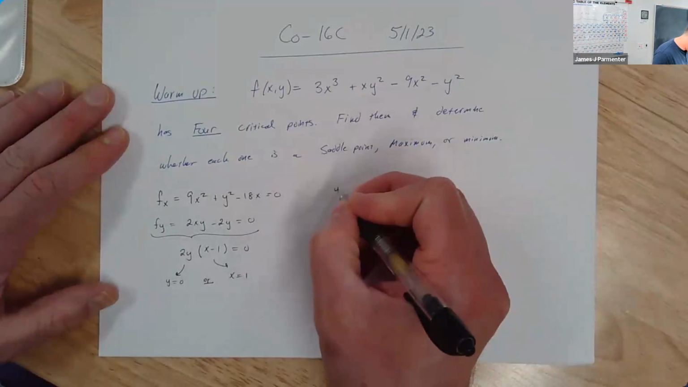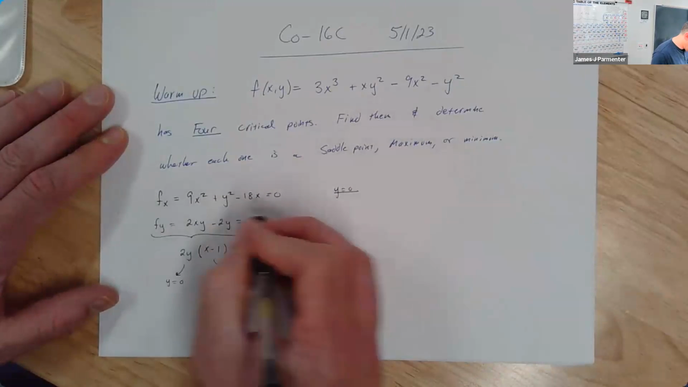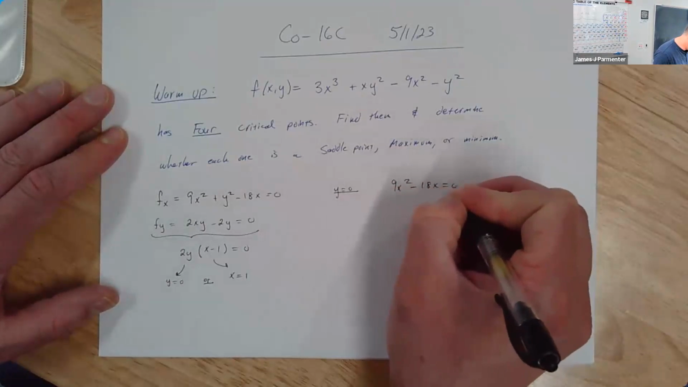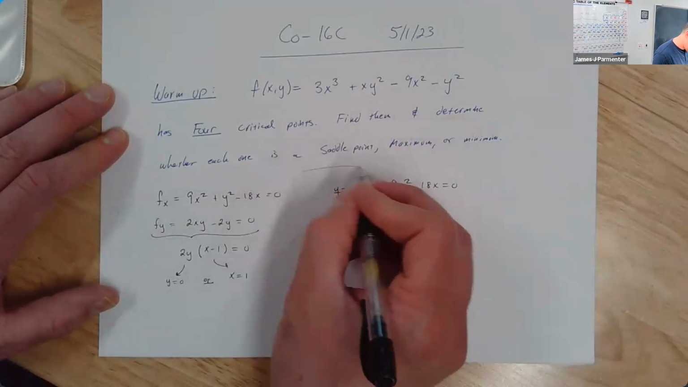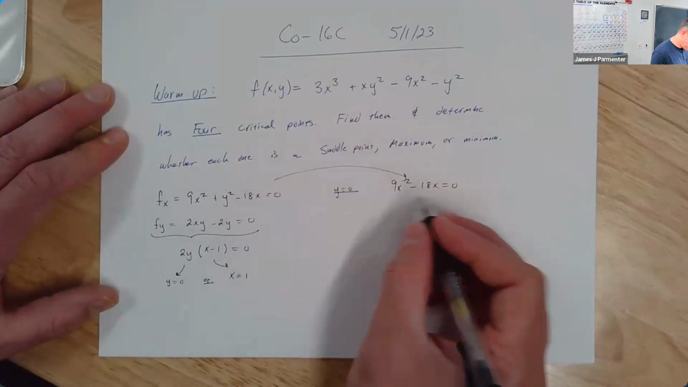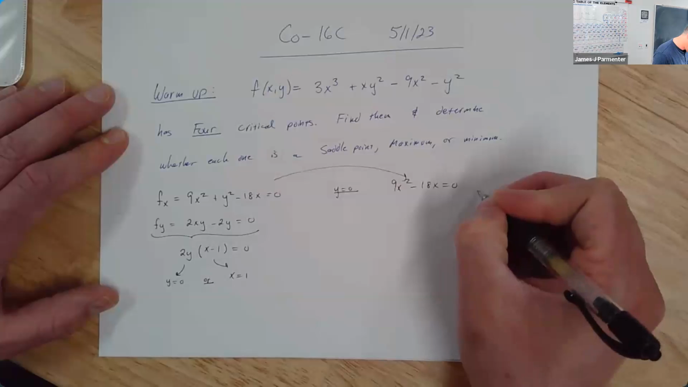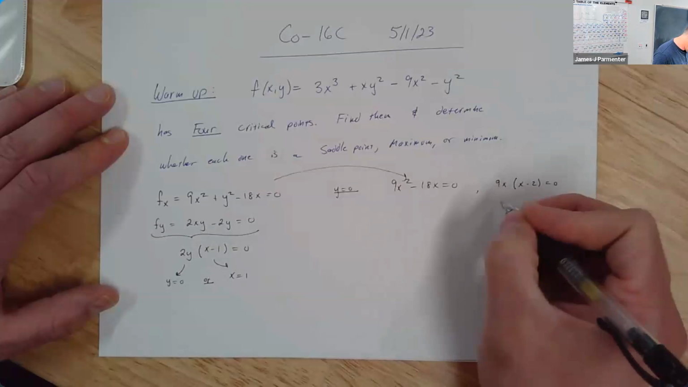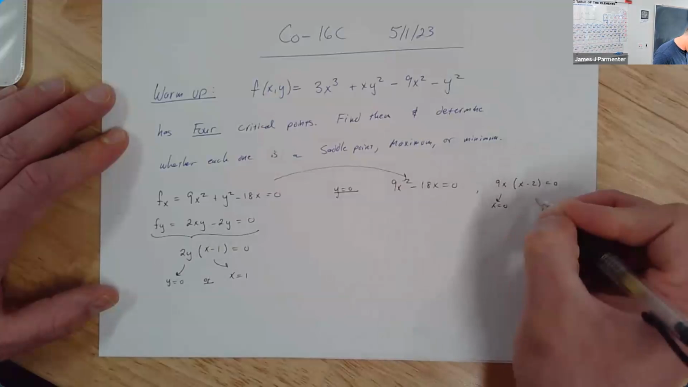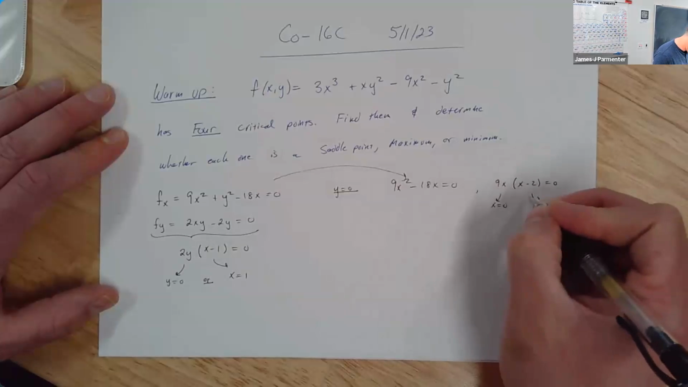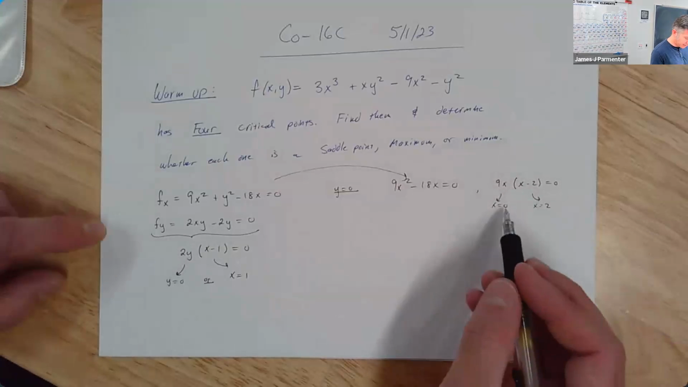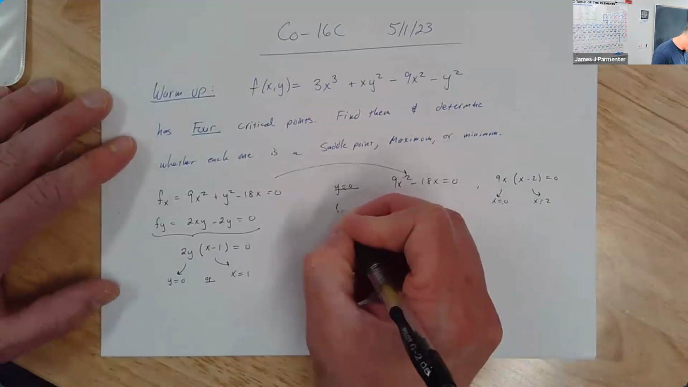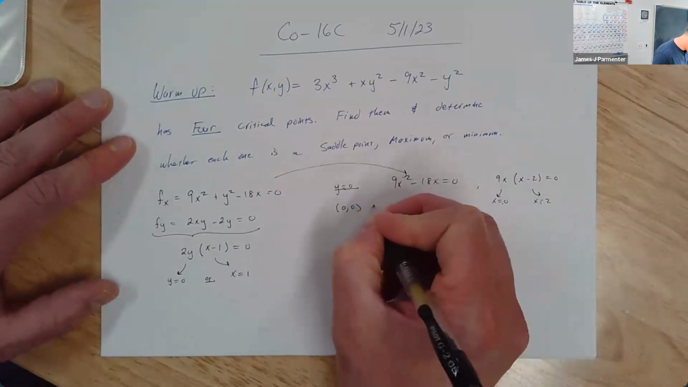So if y equals 0, then I'm going to plug in 0 for y here. I'm going to get 9x squared minus 18x equal to 0. And then factoring out a 9x, you get 9x times x minus 2 equal to 0. So I either get x equal to 0 or x equal to 2. So I get two critical values here. X is 0, y is 0, or x is 2 and y is 0. So my critical points are 0, 0, and 2, 0.